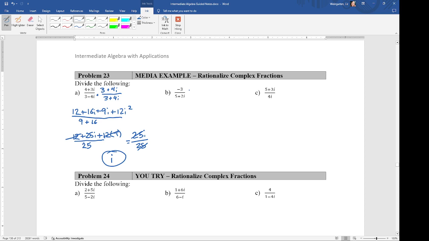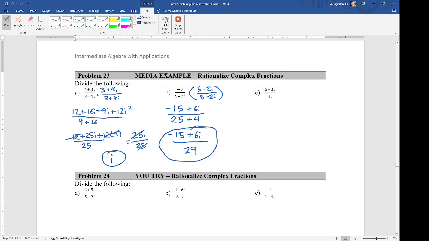Let's go ahead and try letter B. We're going to multiply top and bottom by the conjugate. So the top is going to be 5 minus 2i, bottom 5 minus 2i. Let's use our trick in the denominator. 5 squared is 25, 2 squared is 4, and we'll distribute this -3 on the top, and we end up with a -15 plus 6i. One last step in our simplification, and we have -15 plus 6i over 29. And that is our solution to that one.